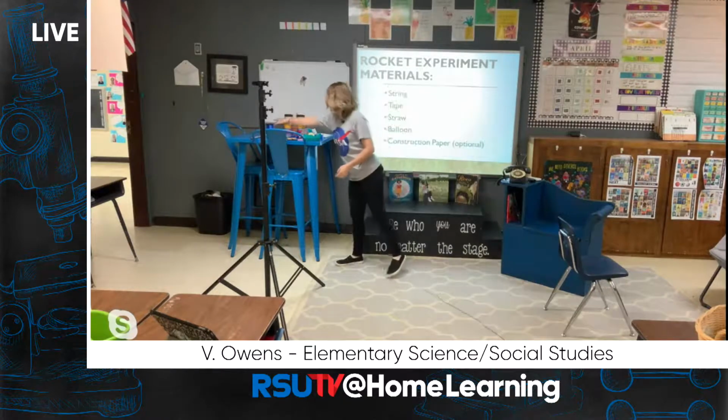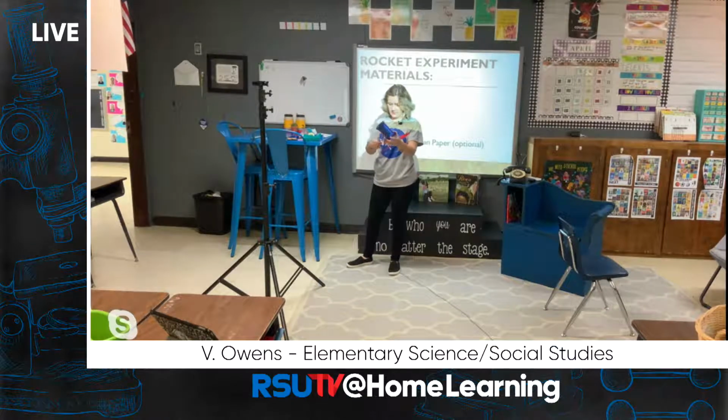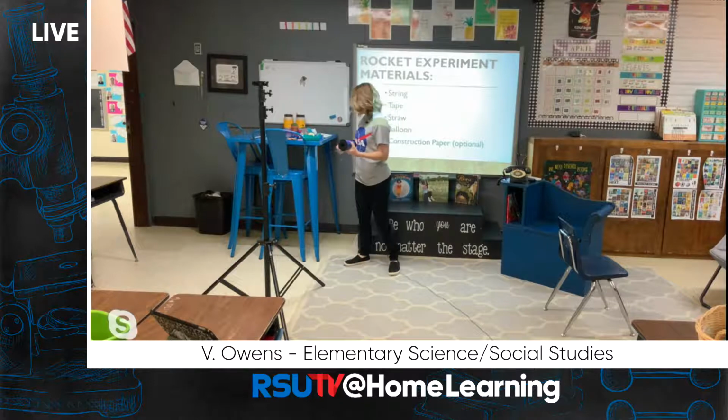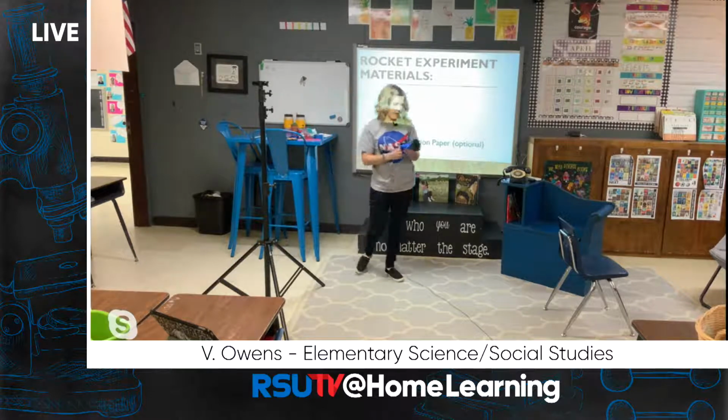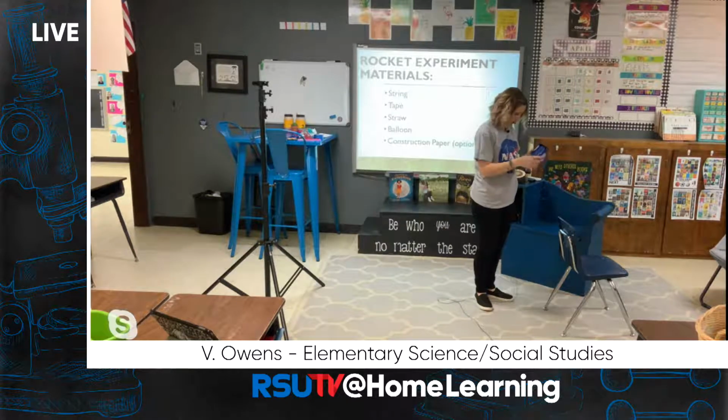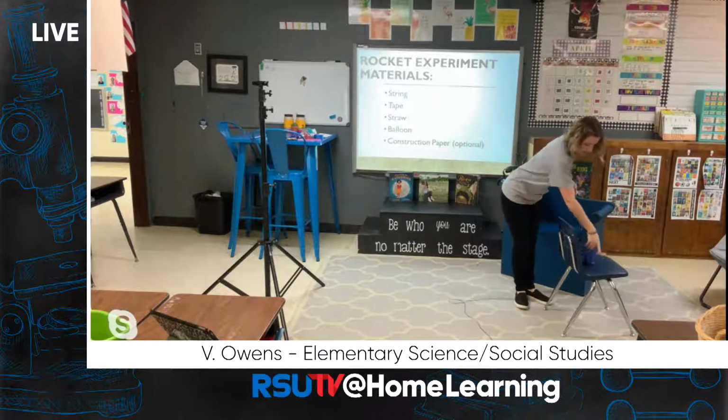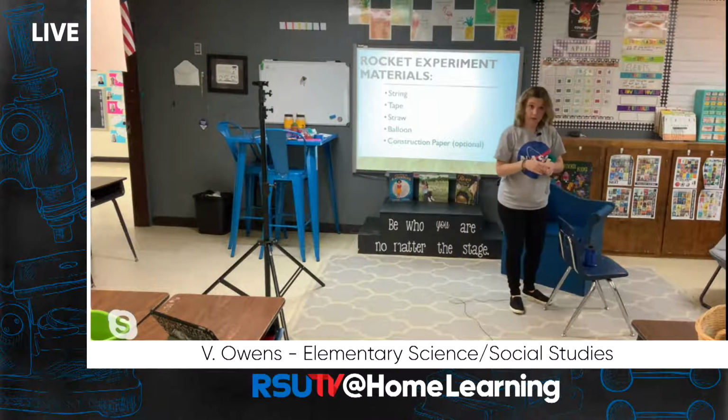All right, so what you're going to do is you're going to take your string, and mine is just like a curling ribbon like you would put on a present, but it doesn't really matter. Any kind of string will work. So you're going to take your string and you're going to tape it down to one object in your house. It could be a chair or the floor.